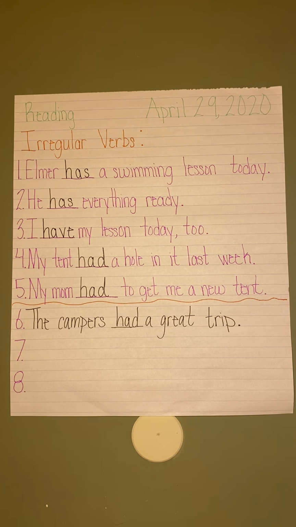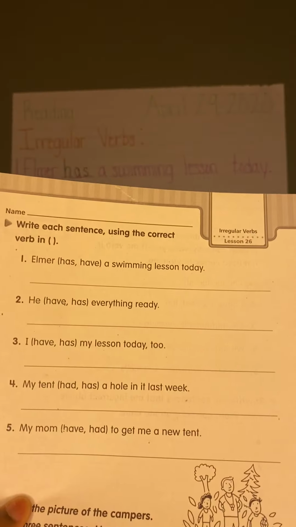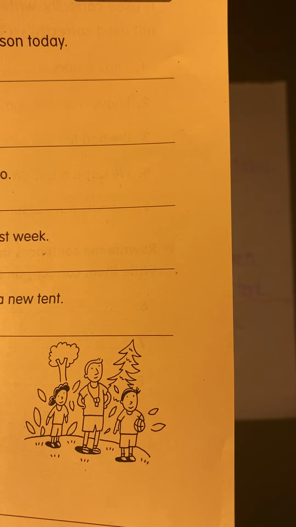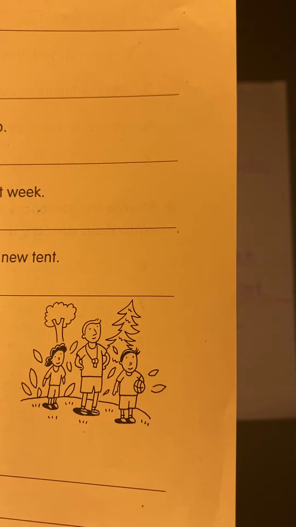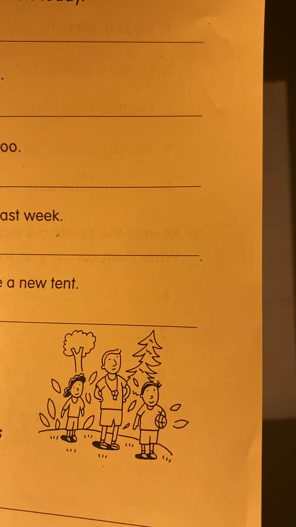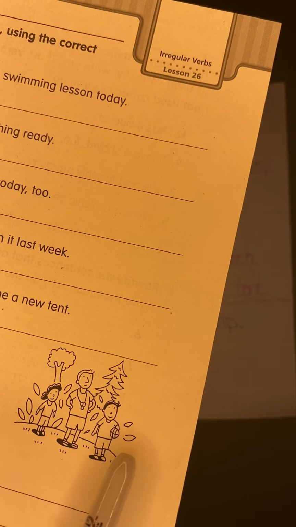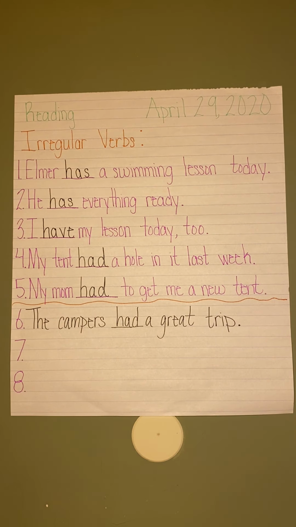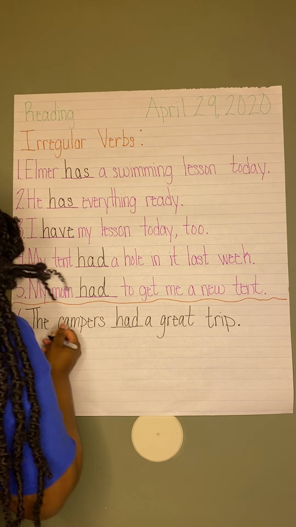Now I have to use have and has. So again, we're going to look at the campers. So another sentence that I can make, I can say one camper has a, what is that in his hand? Has a ball. So I can say one camper has a ball. So that can be my sentence for number 7.